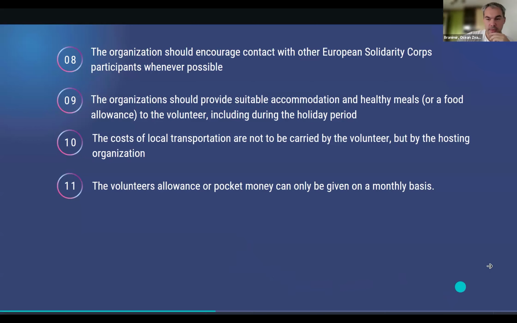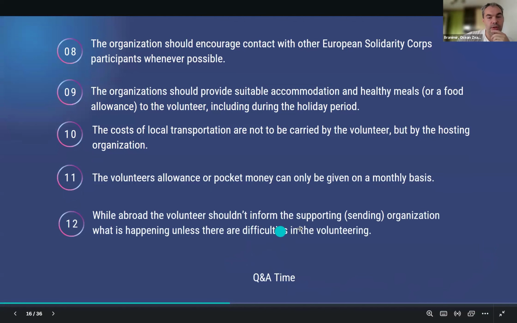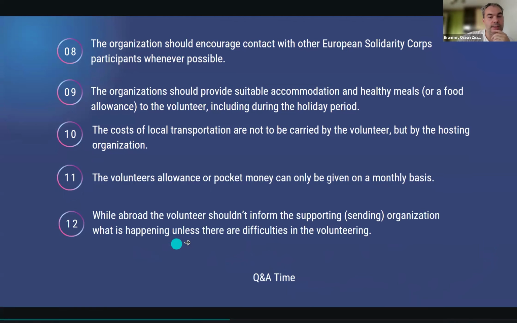It's very important. And the last one: while abroad, the volunteers shouldn't inform the supporting sending organization what is happening unless there are difficulties in the volunteering. True or false? Okay. False, false, false.